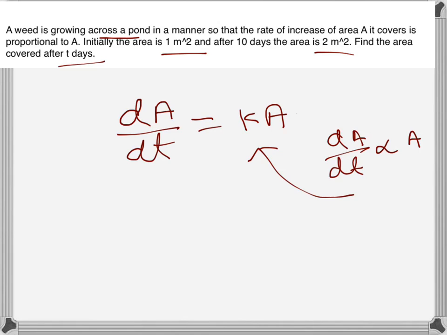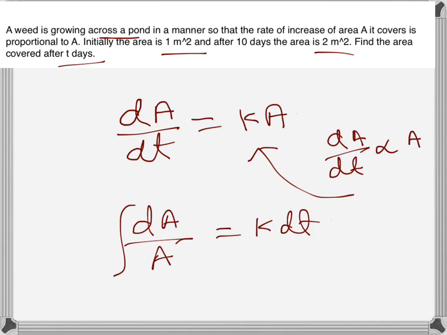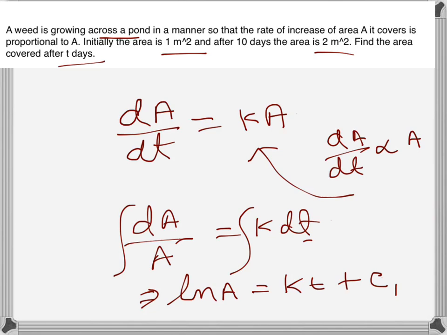First, we can rewrite it like this: dA over A equals k dt. Now we integrate both sides, this one and this one. I'm writing it in one line. It becomes ln of A, where A is the variable, and on this side t is the variable, so it becomes kt plus an integration constant, c1.